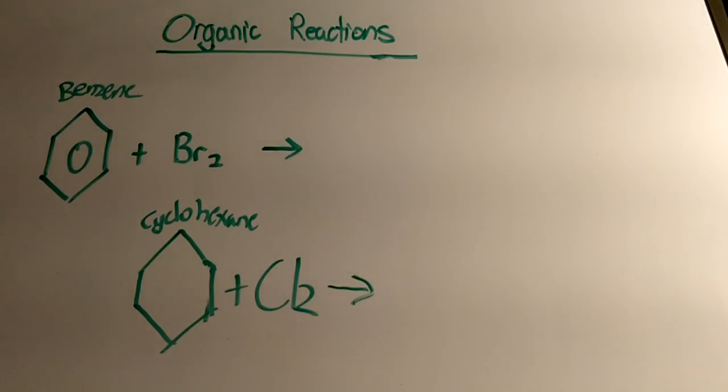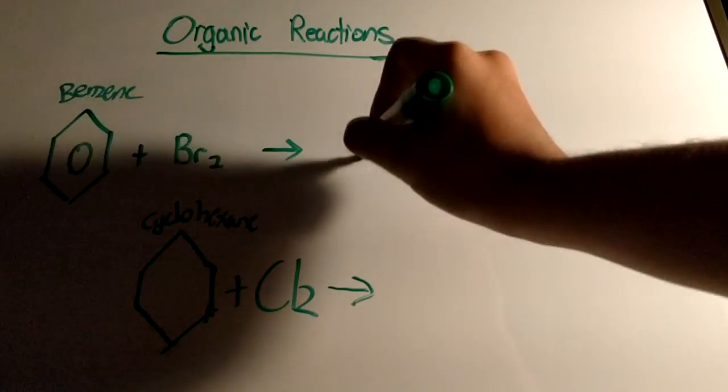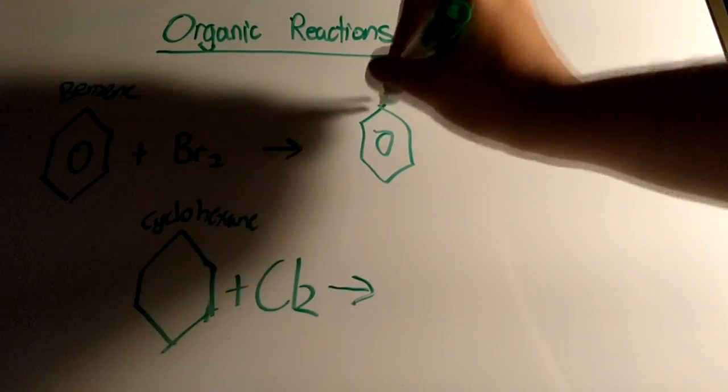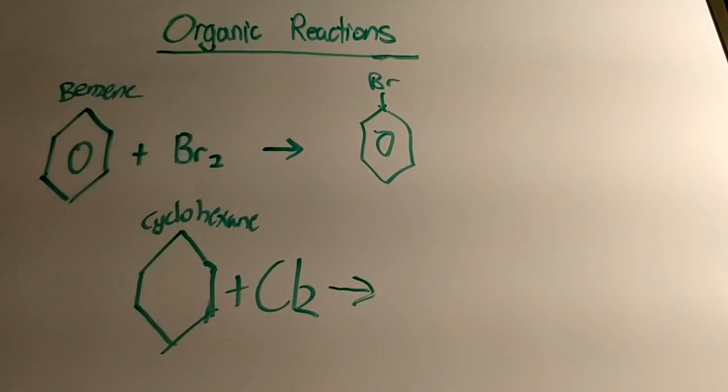Now let's go over the organic reactions that involve benzene. Our first reaction is going to be benzene reacting with Br2. This would normally be an addition reaction because benzene is an alkene, but since benzene has resonance, benzene only undergoes a substitution reaction when reacting with a halogen. The product in this reaction would be bromobenzene.